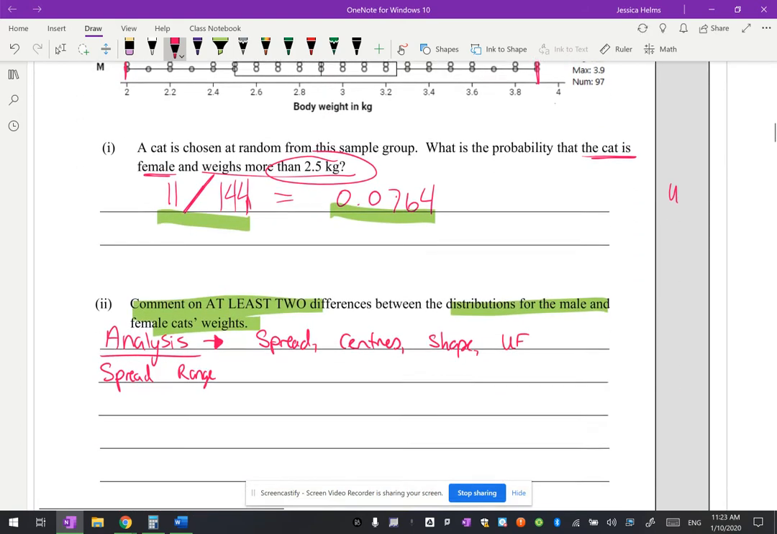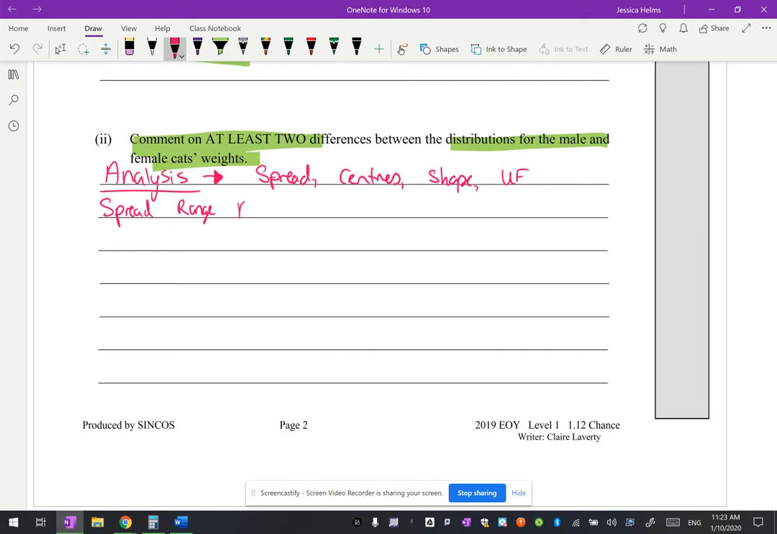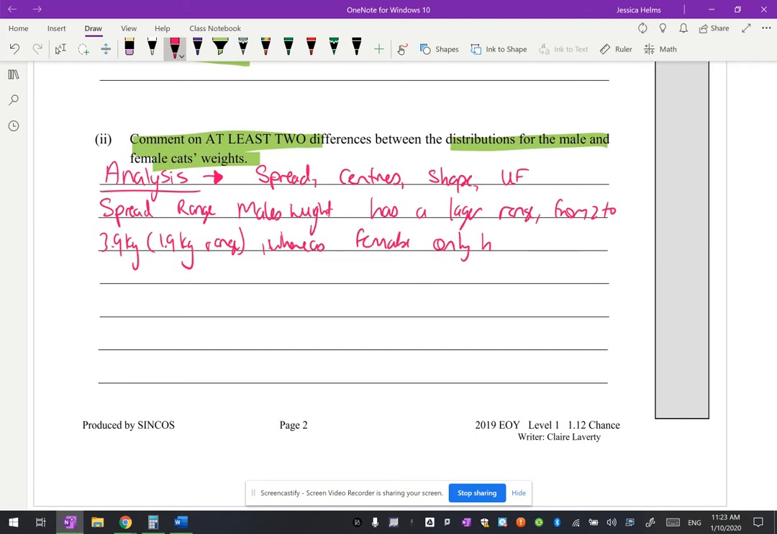So if we were going to talk about that, we would say that male weight has a larger range from 2 to 3.9 kilos, so 1.9 kilo range, whereas females only have a 1 kilo range.